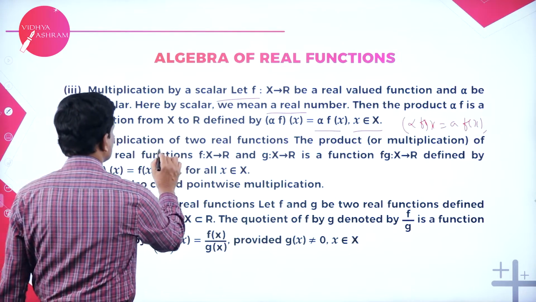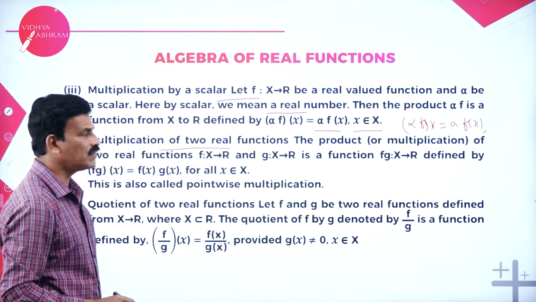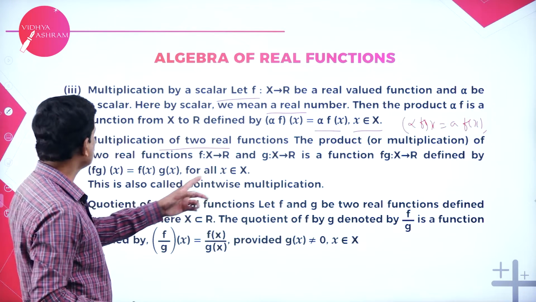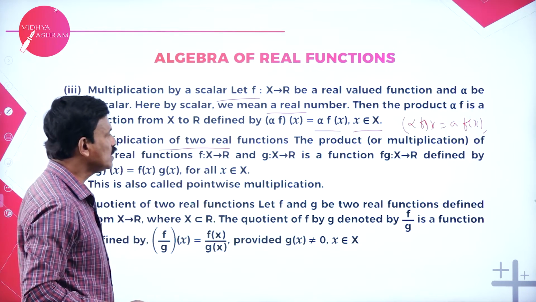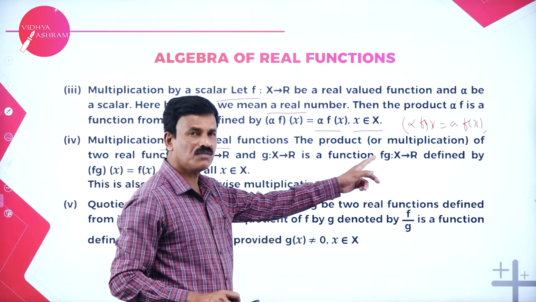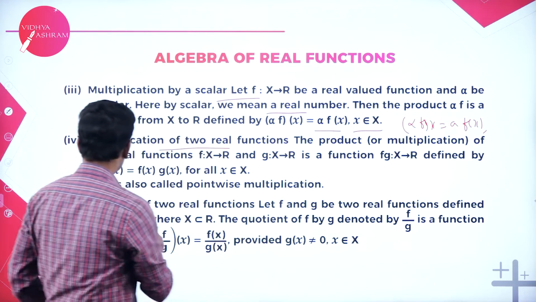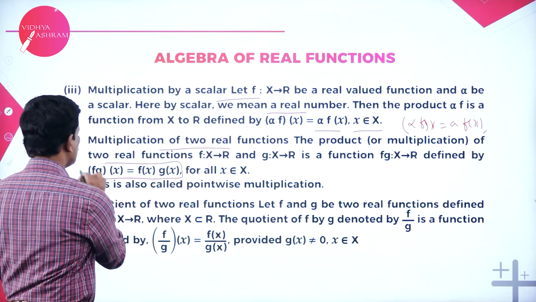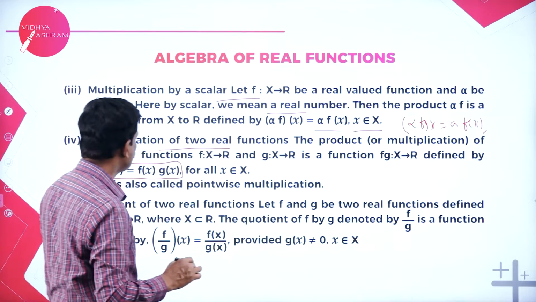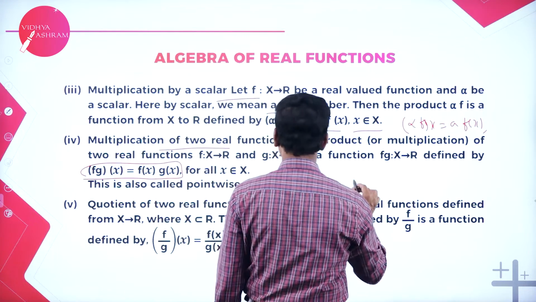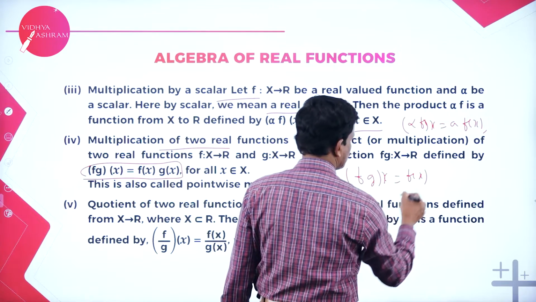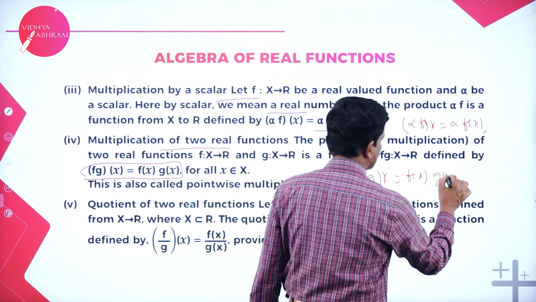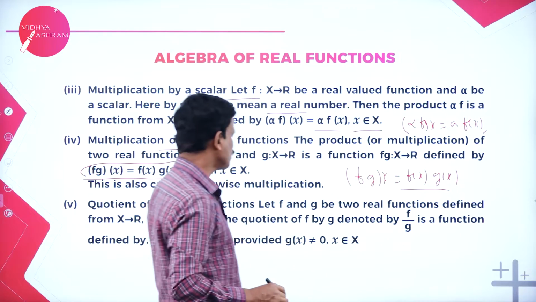Now similarly, the product or multiplication of two real functions f and g from X to R is defined by (fg)(x) = f(x) g(x). So here, (fg)(x) is equal to the first function multiplied by the second function, that's it, f(x) into g(x).